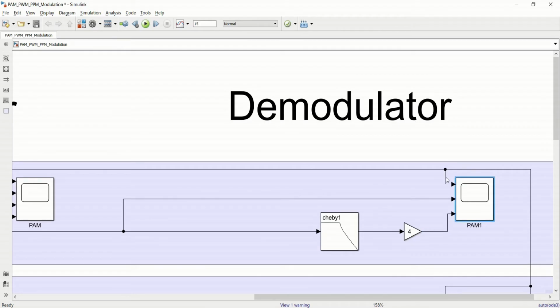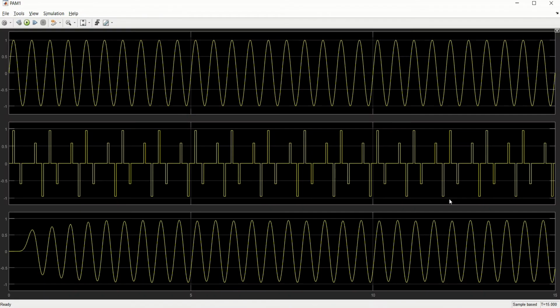So in this scope, the first is the message signal, the second is the PAM signal, whereas the third port is the demodulated or detected message signal from the PAM. Over here, this was the original message signal, this is our flat top PAM, and over here we have the recovery of this message signal.